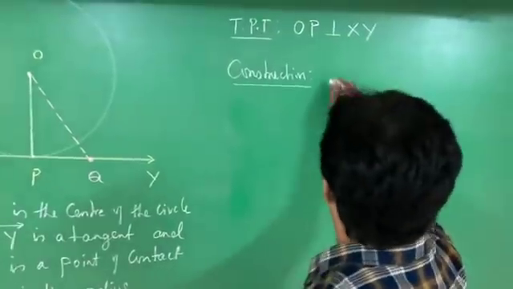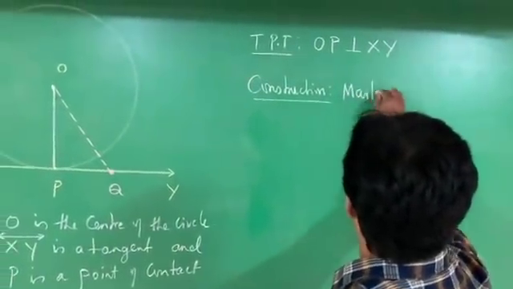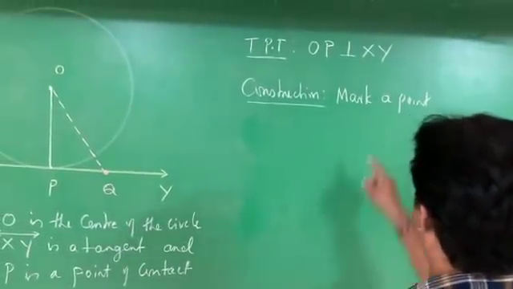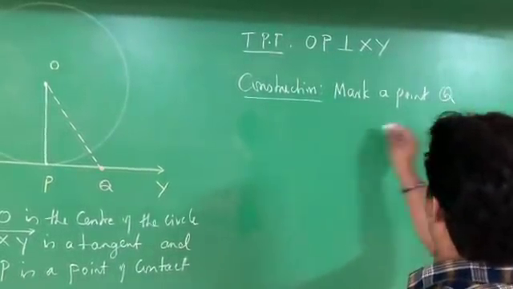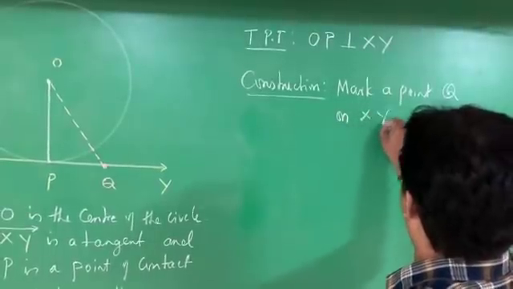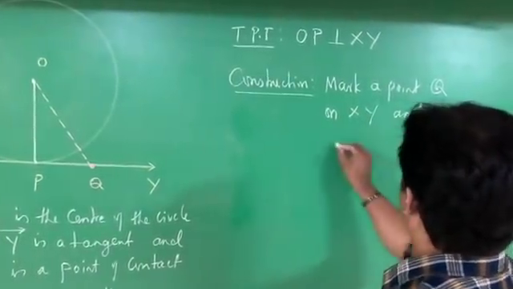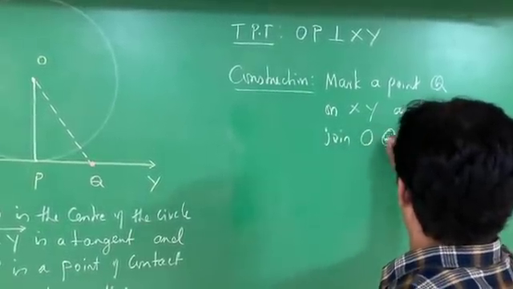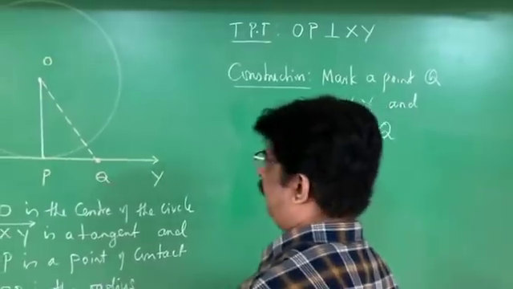Construction is: mark a point Q on XY and join OQ. Join OQ.